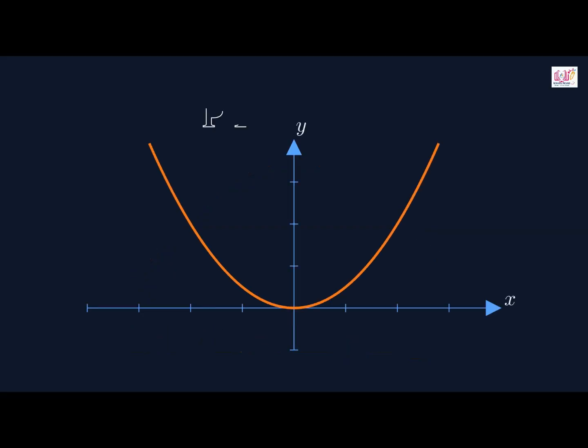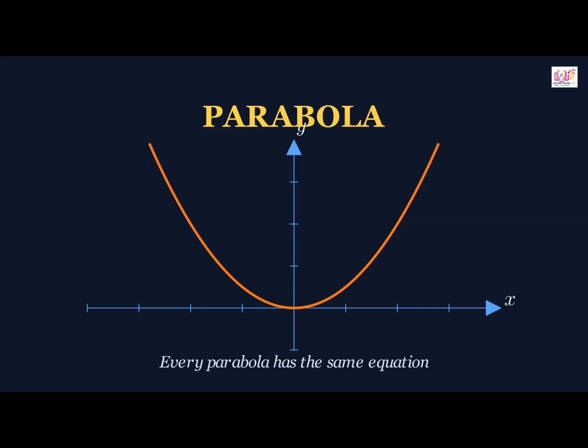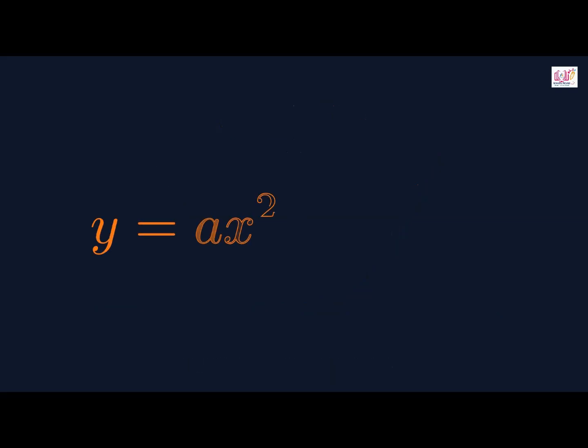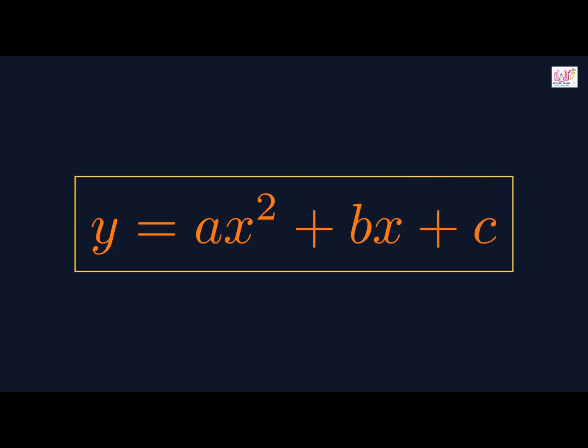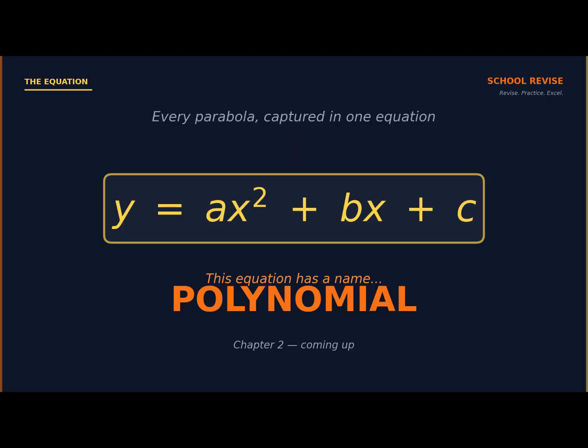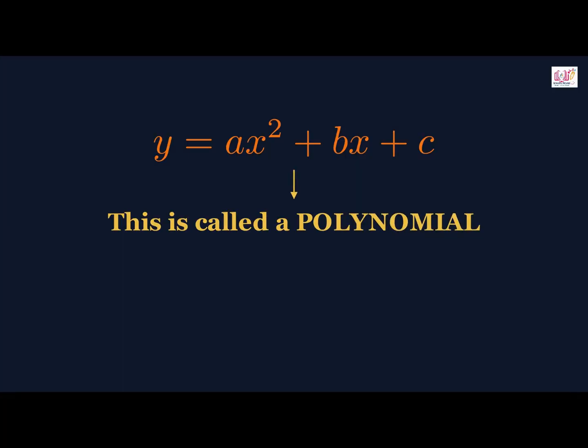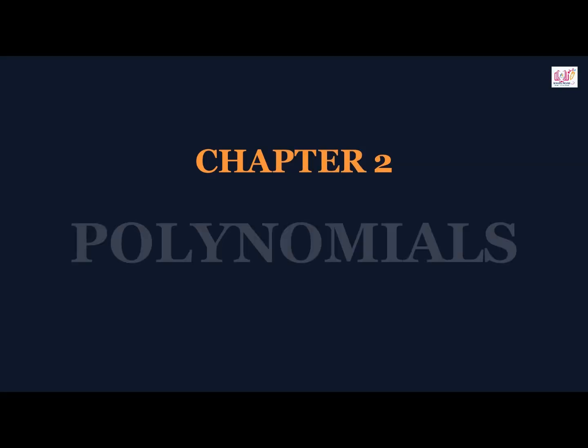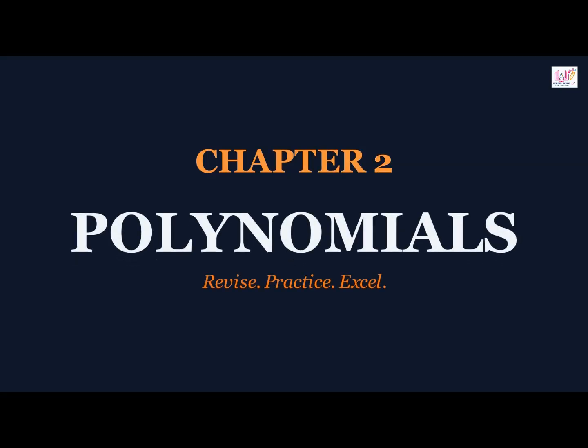And every single parabola you have ever seen in your entire life can be described by one single equation. That is, y equals ax squared plus bx plus c. This equation is called a polynomial. And that is what we are learning today. Chapter 2, Polynomials. By the end of this video you will understand 4 things.